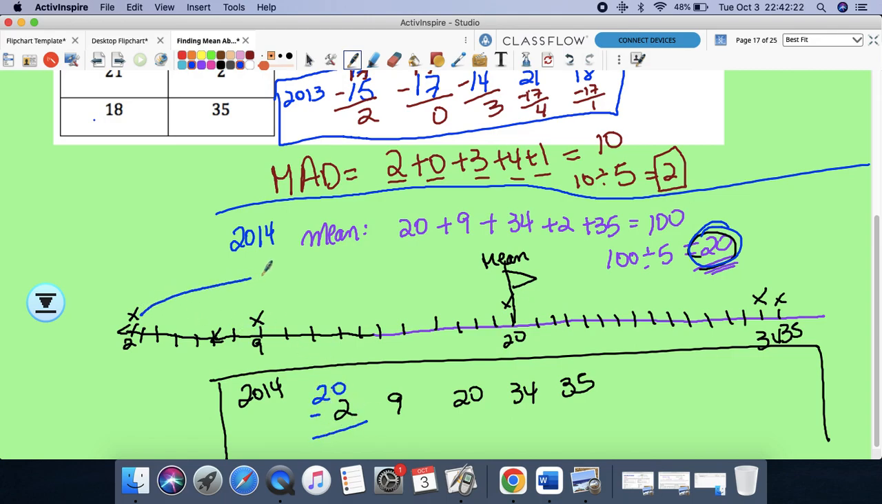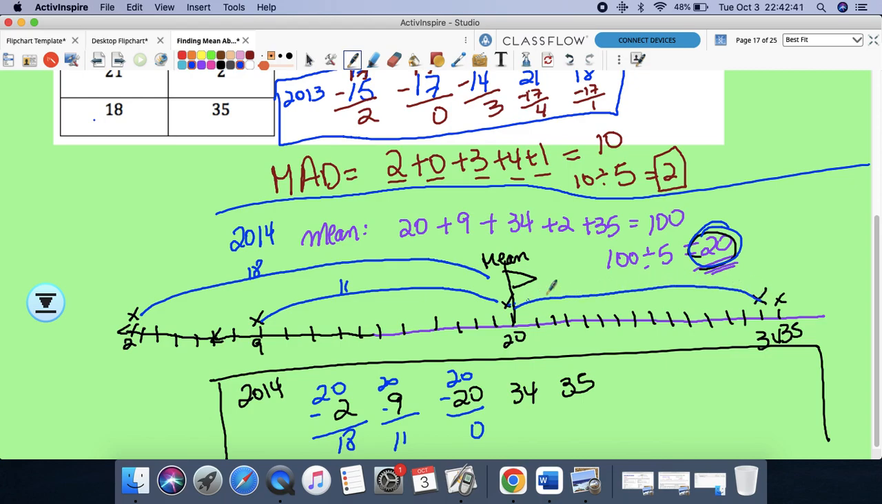From 2 up to 20, how many units is it? It's 18. From 9 to 20, it'd be 11. From 20 to 20, how much is that? 0. From 34 to 20 is 14. From 35 to 20 is 15. Right? So now we have all these distances, we have to add them up.